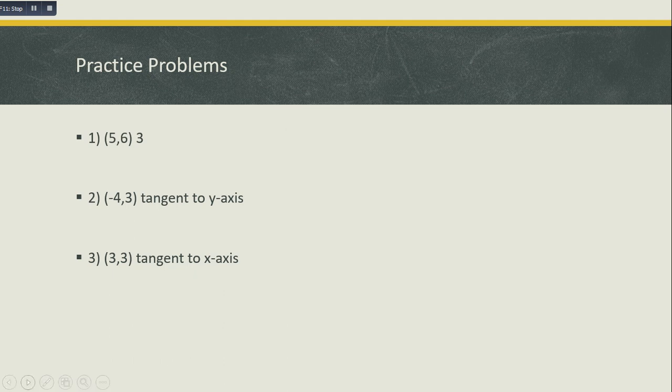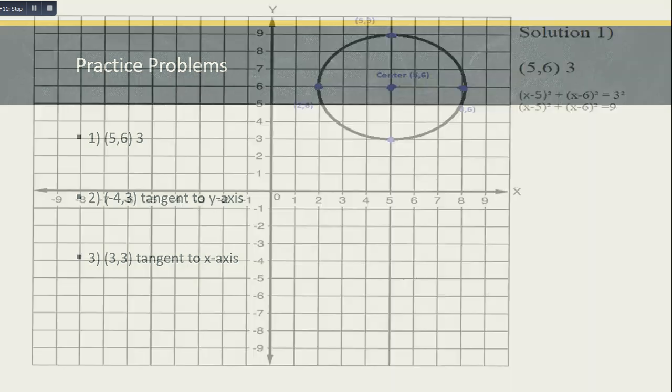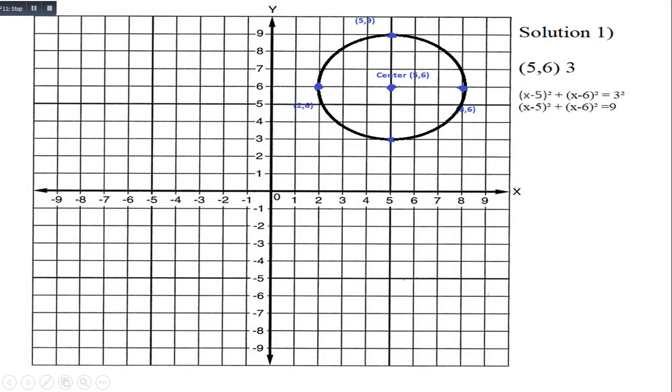So in this practice problem, you go up 3 points from 5, 6, which will equal 5, 9. You go down 3 points, which will equal 5, 3. You go right 3 points, which will equal 8, 6. And left 3 points, which will equal 2, 6.